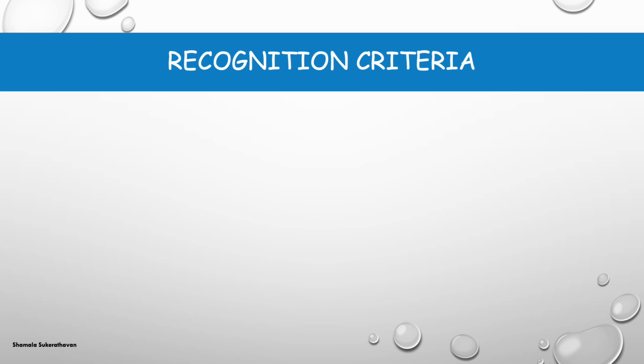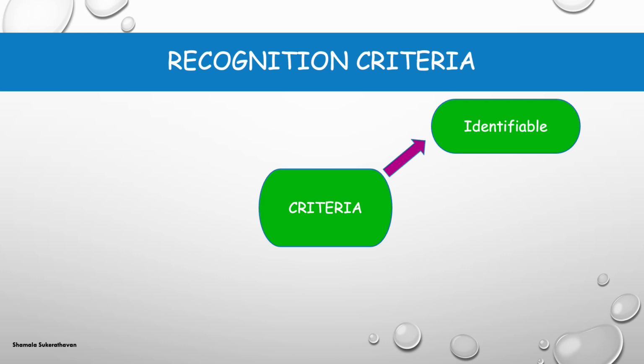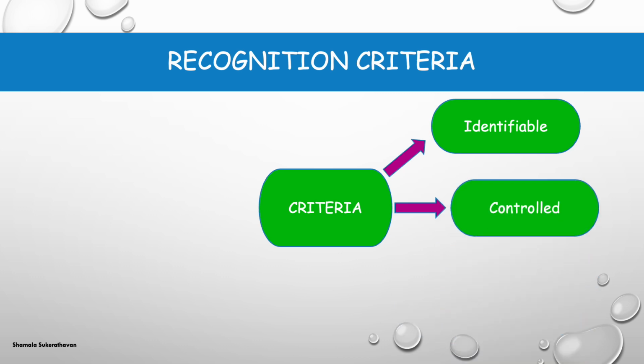Secondly, it should meet the following recognition criteria set out in IAS 38. 1. The asset is identifiable. 2. The asset is controlled by the entity. An entity controls an asset if the entity has the power to obtain the future economic benefits from the resource and restrict the access of others to those benefits.